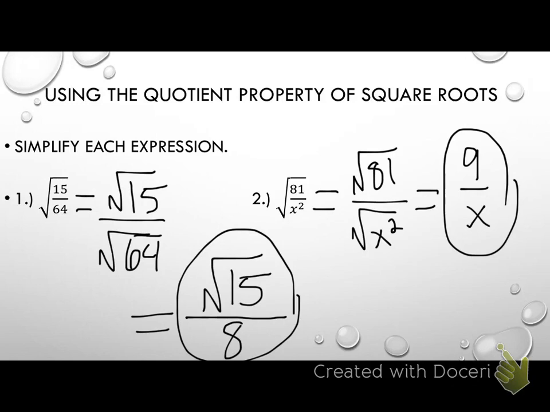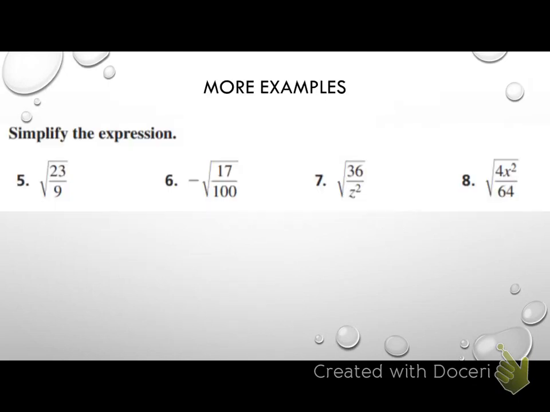It's a little easier than the product property, but it can combine with the product property whenever we're simplifying our square roots. So let's look at some more examples.